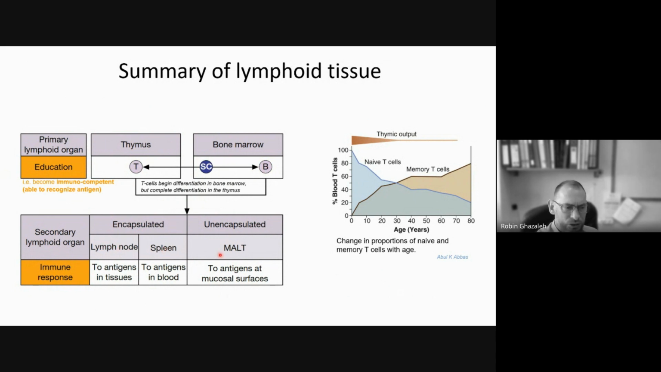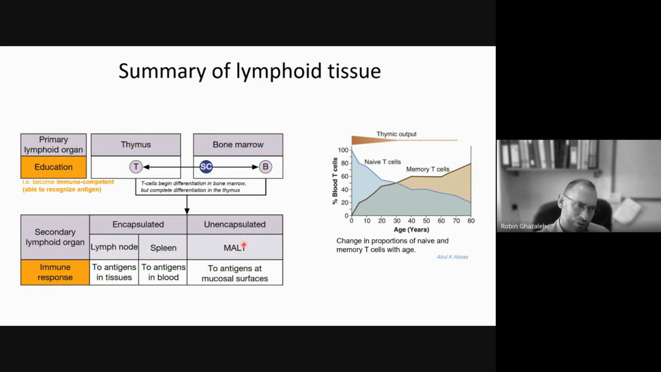We have other tissue, and this tissue is at mucosal surfaces, and we call this MALT. I will talk about that in detail in coming lectures. This is not encapsulated. Basically, it's a collection of immune cells which are interdigitating.